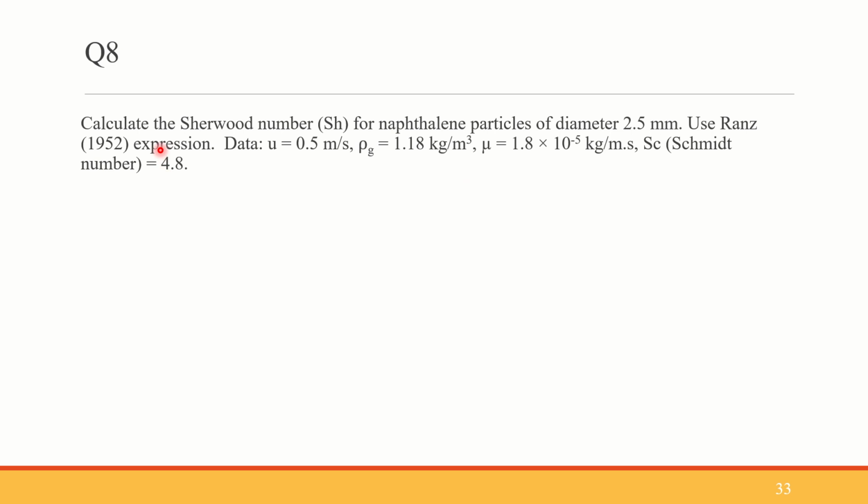So in this question we are asked to find the Sherwood number, and the particle diameter is given as 2.5 mm, and we are asked to use Rand's 1952 expression, and we are given the velocity of gas, gas density and gas viscosity. Gas density is 1.18 kg per meter cube and mu is 1.8 into 10 power minus 5 kg per meter second. So air is the fluid and Schmidt number is given as 4.8. Sherwood number, we all know it is K into dP into Y by D. So all the factors are not given explicitly, so we are asked to use Rand's expression.